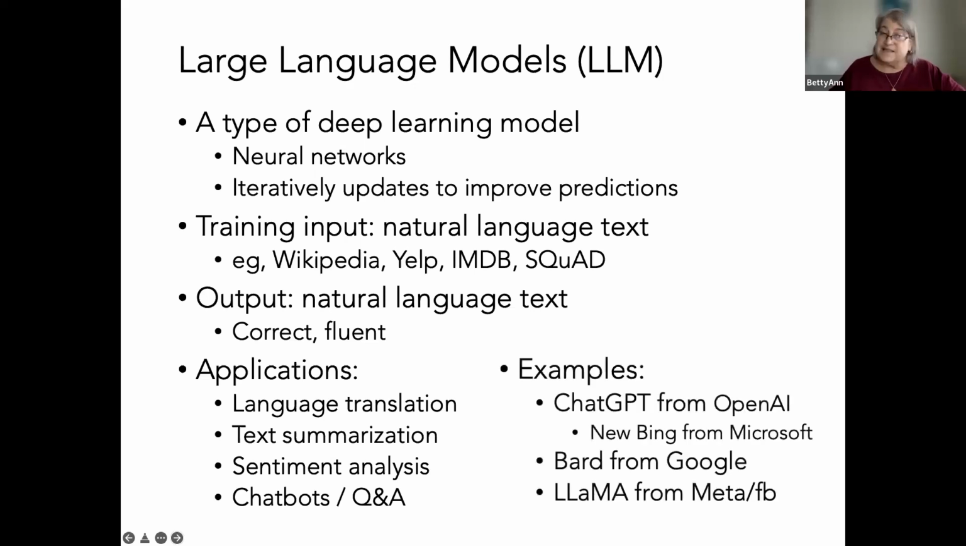For some examples, a lot of people have heard about ChatGPT, which was released by OpenAI. The new Bing from Microsoft is built on ChatGPT. Google has also released Bard, and Meta, Facebook, has released Llama. So these are some examples of large language models.